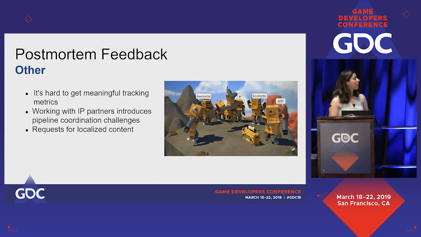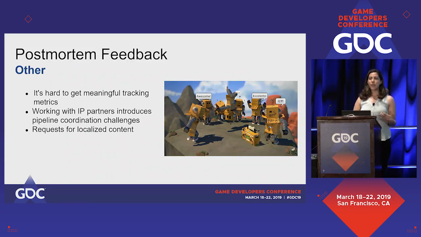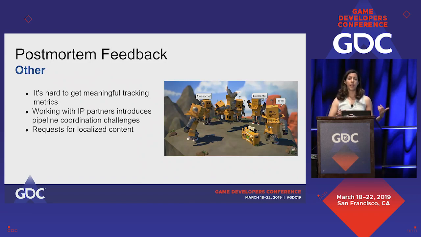So in the postmortem, like I said, we also talked a lot about the pipeline process. A few things that we went through. It's hard to get meaningful tracking metrics. This is one thing that we struggled with. What is success? If you want to create a tutorial, try to think about, is success if they get through the entirety of the content? If you've got a lot of content, is success if they make it through the first lesson? Is it if they publish the game?